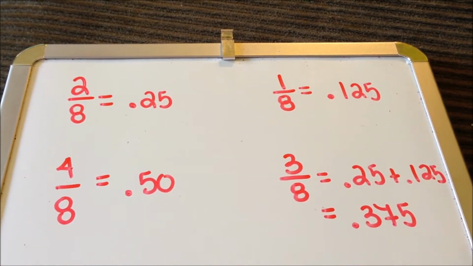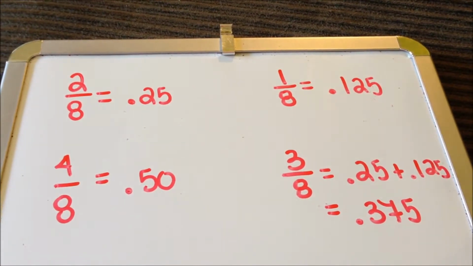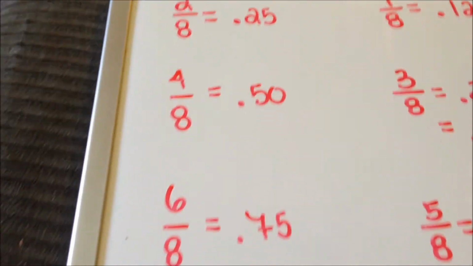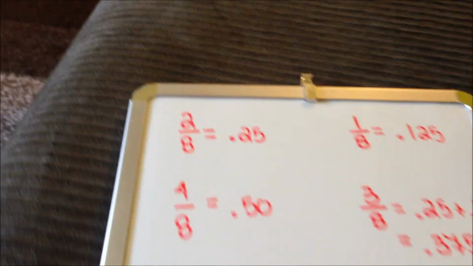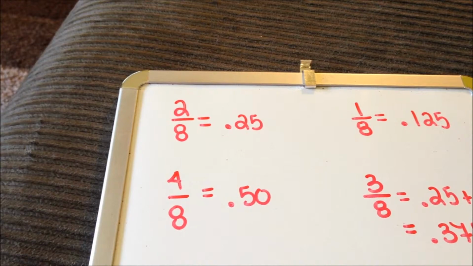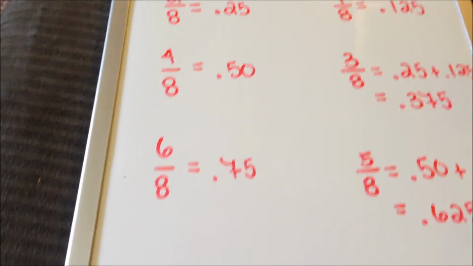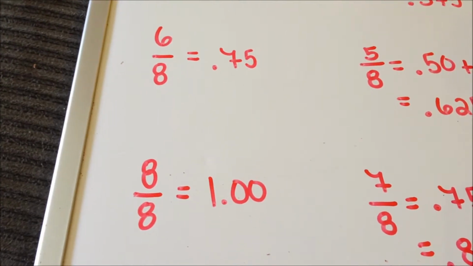You can remember some tricks for fractions to decimal equivalents. Well, let's take a look at 2/8, 4/8, 6/8, and 8/8. 2/8 is a quarter, 0.25. 4/8 is half, which is 0.5. 6/8 is 3/4, which is 0.75. And 8/8 is 1 whole.